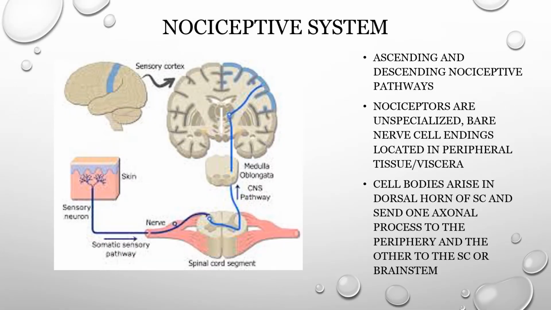The nociceptive system of the body consists of the nociceptors, the ascending nociceptive pathways, and the descending nociceptive pathways. Nociceptors are unspecialized, bare nerve cell endings located in the peripheral tissues and in the viscera that initiate nociception of pain. The cell bodies arise in the dorsal horn of the spinal cord and send one axonal process to the periphery and the other to the spinal cord or brainstem.